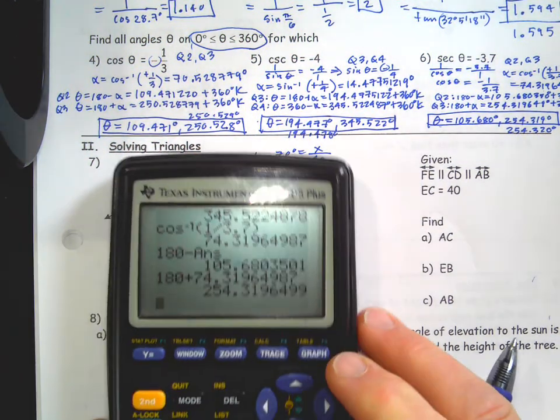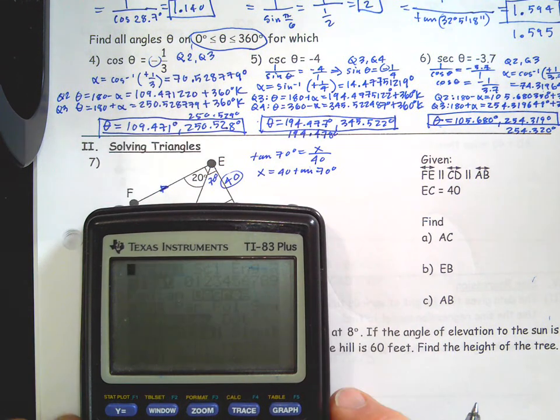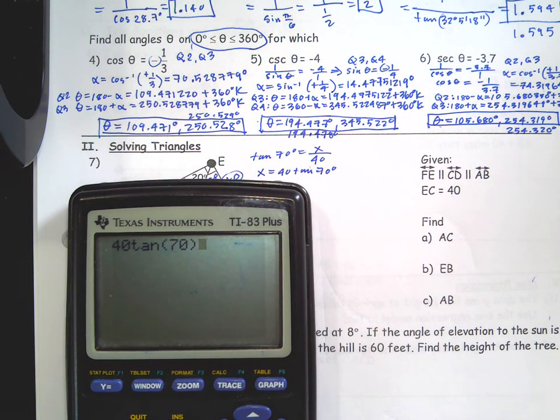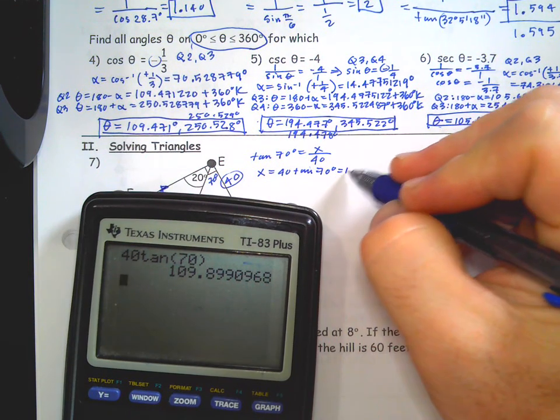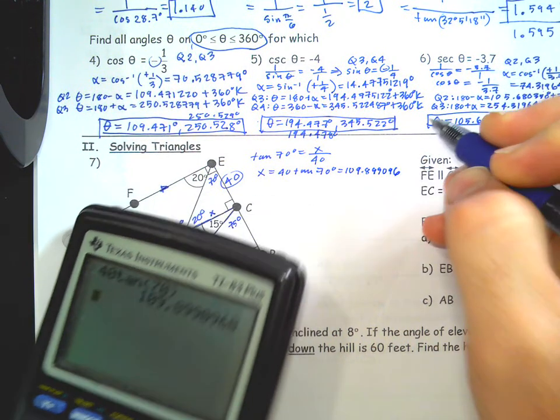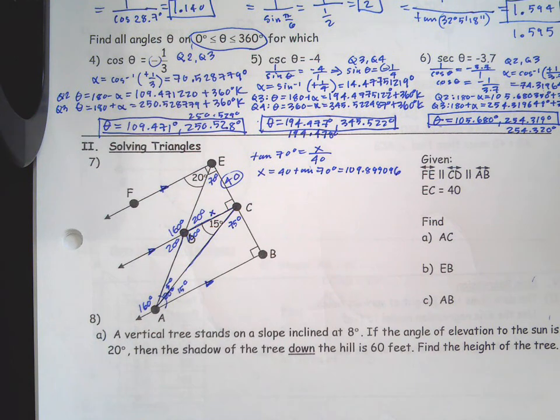which we could get a decimal for. I don't know if I want to get a decimal yet. I mean, I might try and keep it exact, but we'll just write it down right now, 109.899096. So then we could use that side to help us find AC because it's this non-right triangle right here.